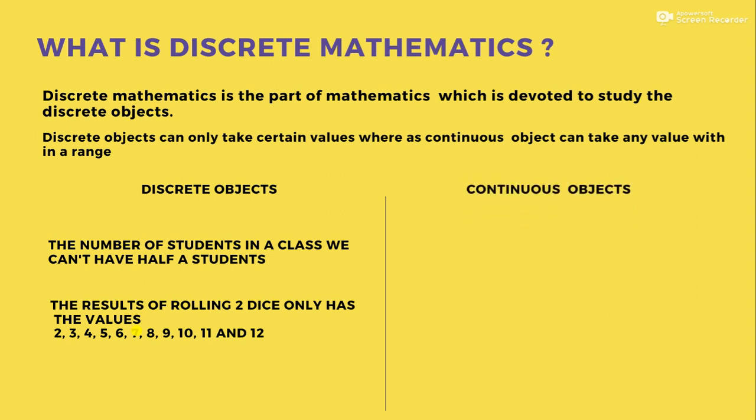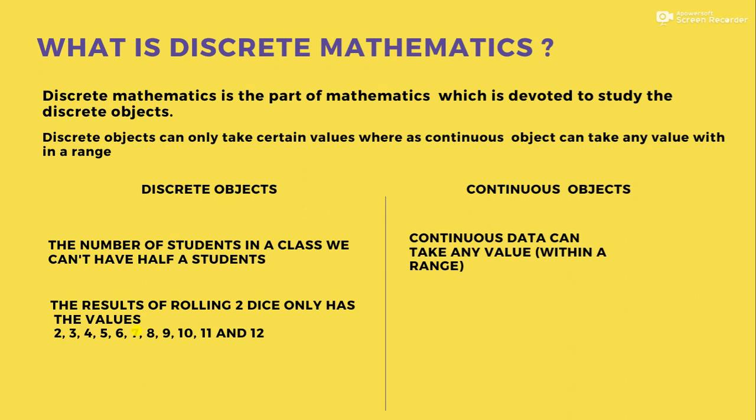And continuous objects are those objects which can take any value within a range. For example, we have a range from 1 to 5. Between this range we can take any value, that is, we can take 1.1, 1.2, 1.3 or any value between 1 and 5.